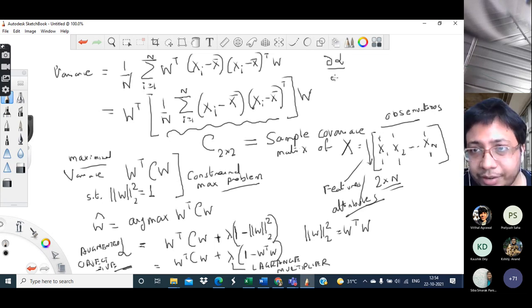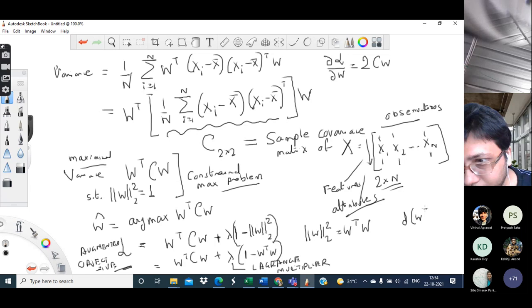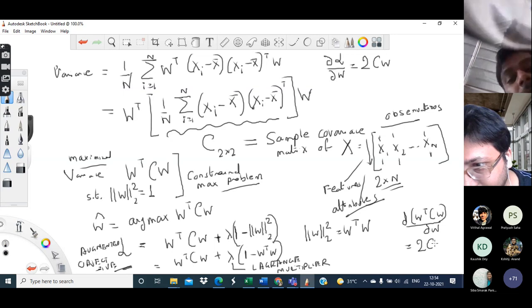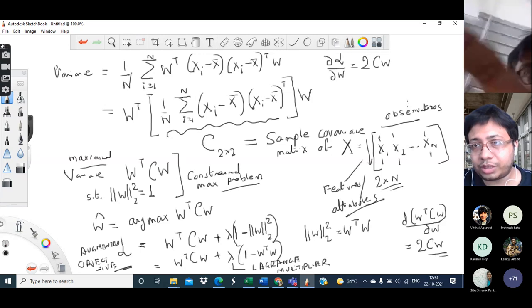So let me write this in terms of W. Now what I have to do is basically what they call vector differentiation. I am not sure if all of you know how to do vector differentiation, but it's not necessary either. In this case, the rule is that the derivative of W transpose CW with respect to W is nothing but twice another vector, twice CW, twice CW.